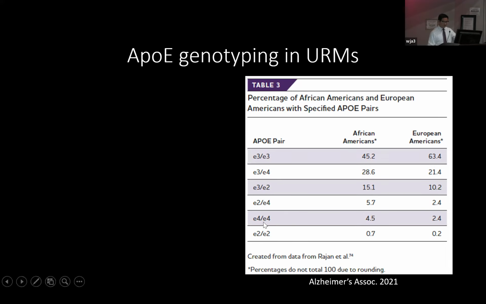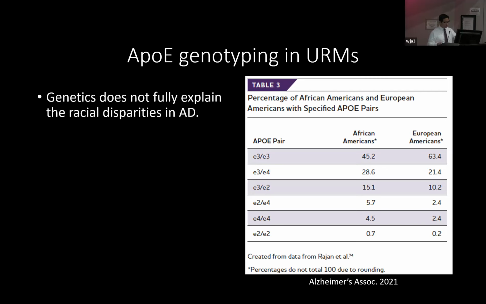And as you can see, the E44, it's almost double the rate, but also the E22 is almost double the rate. And so it's just kind of a mixed result in terms of what the ApoE is telling us and the genetics in general in the underrepresented minority population. So the genetics does not fully explain racial disparities in the AD.